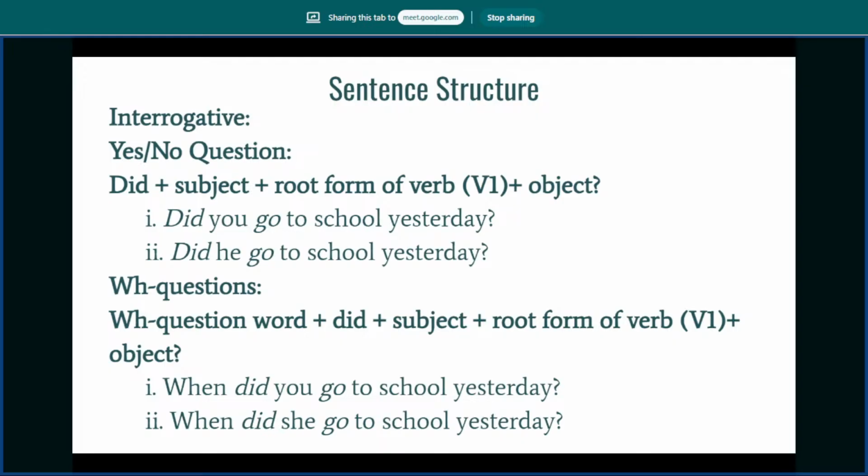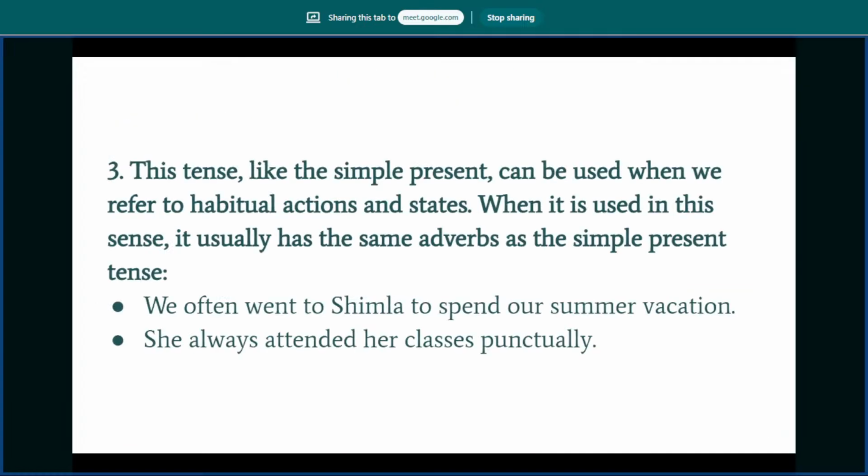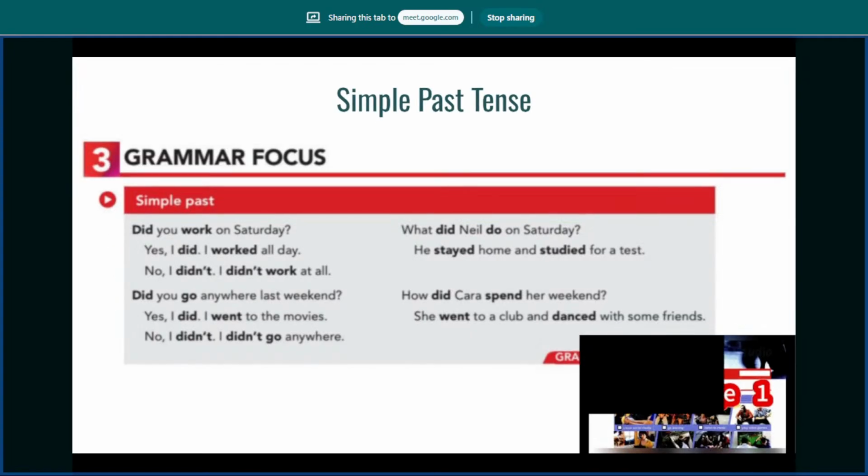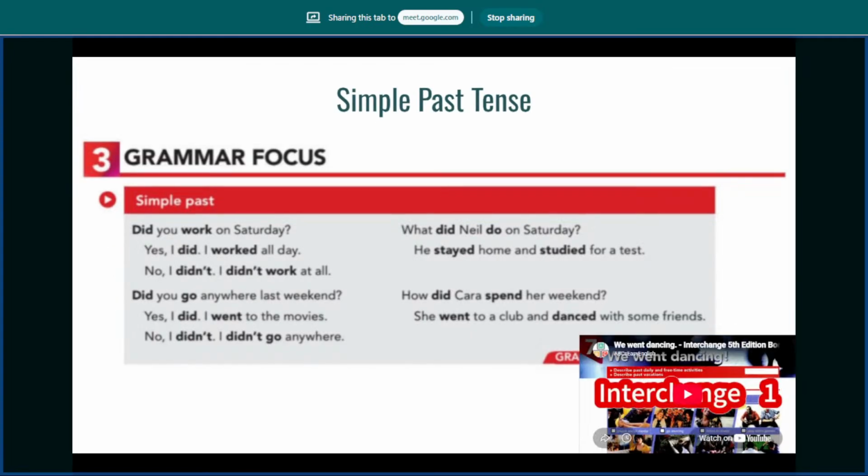Yes, ma'am. Okay, let's look at the examples quickly. Then we will try to solve an exercise once you have written the rules. Okay. Examples. Did you work on Saturday? You can say, yes, I did. I worked all day. No, I did not. I did not work at all. So, did you work on Saturday is a yes and no question. इसलिए yes या फिर no में ही reply दोगे आप.